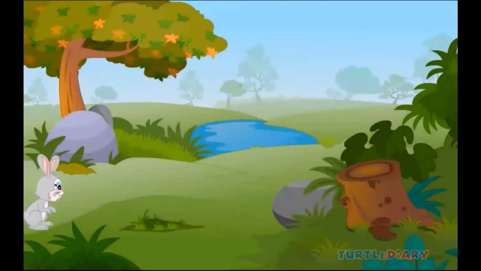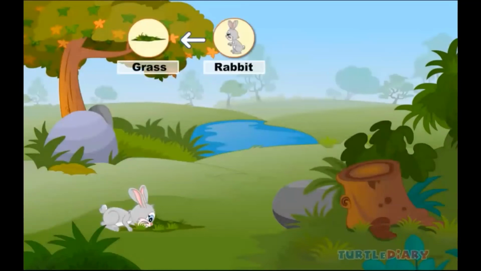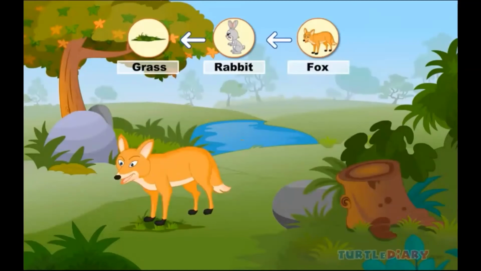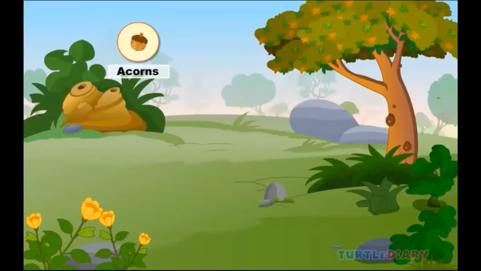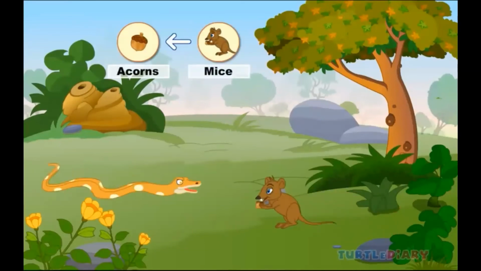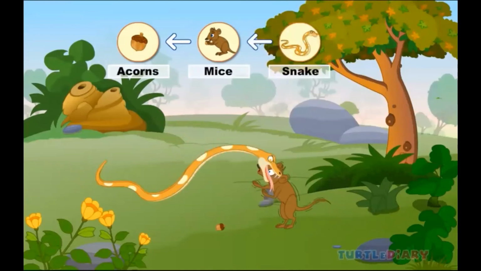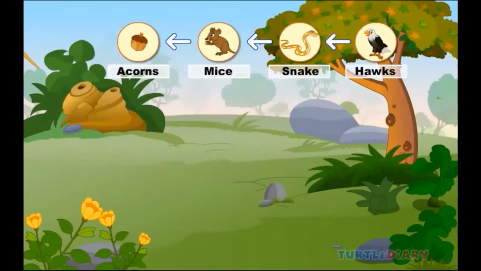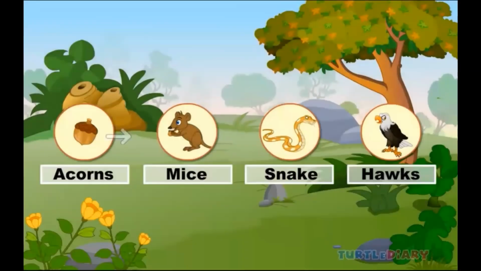A simple food chain starts with grass, which is eaten by rabbits. Then the rabbits are eaten by foxes. A big food chain starts with acorns, which are eaten by mice. The mice are eaten by snakes. And then finally the snakes are eaten by foxes. At each link in the chain, energy is being transferred from one animal to another.